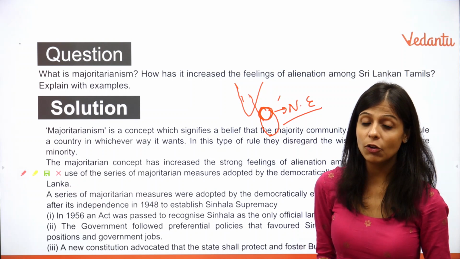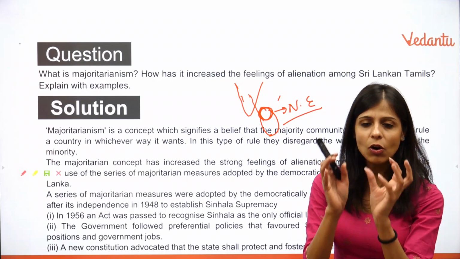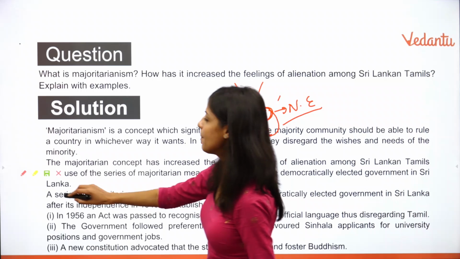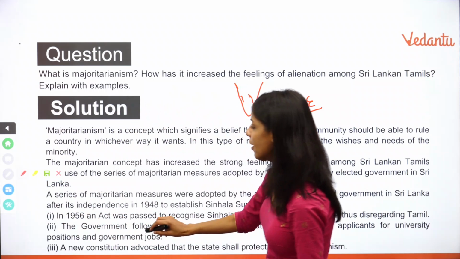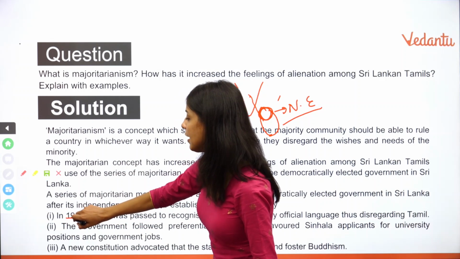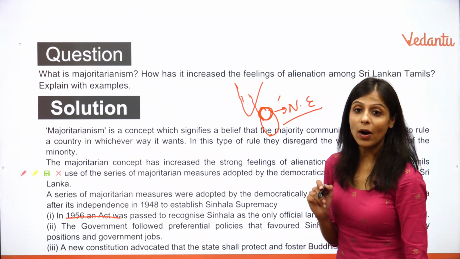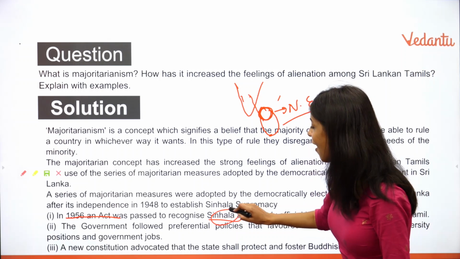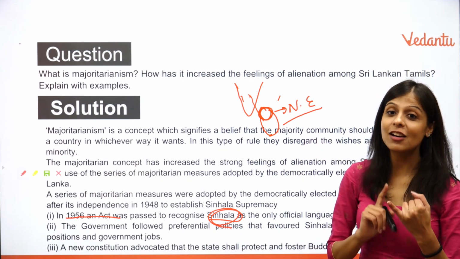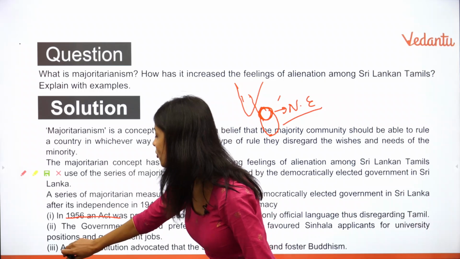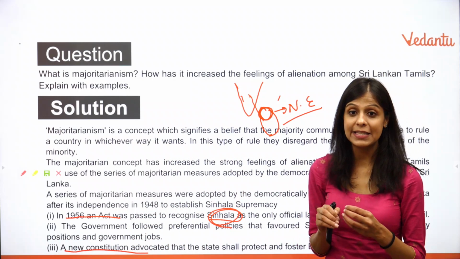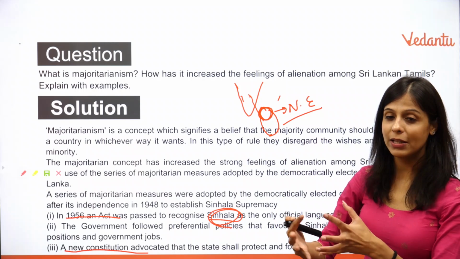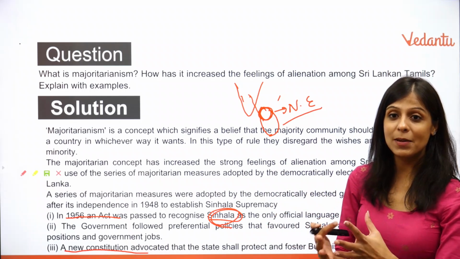And second point that you're going to talk about is, before you explain this point, please make sure that you put a very important mark and show that you're going to talk about this act. In the 1956 Act, what did they do? They declared their own language, that is Sinhala, as their official language. And the third important point, they also came up with a new constitution that advocates that only and only the rights of people following the religion of Buddhism would be secured and others would be excluded.